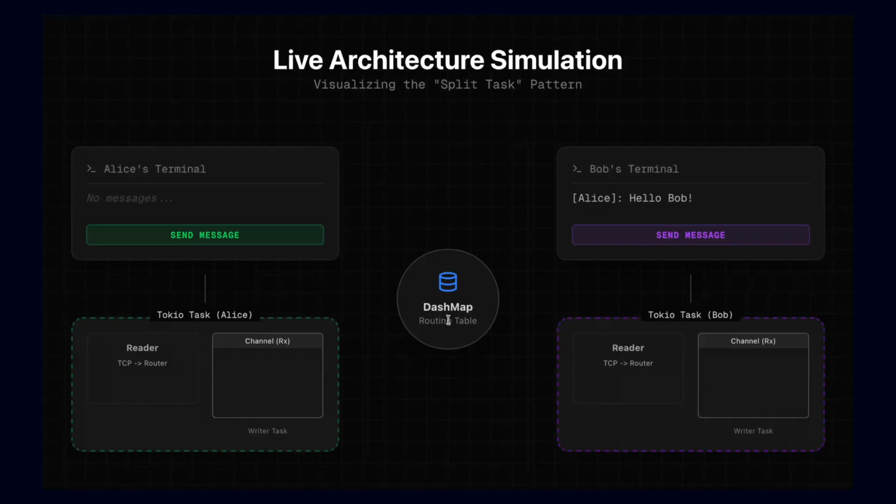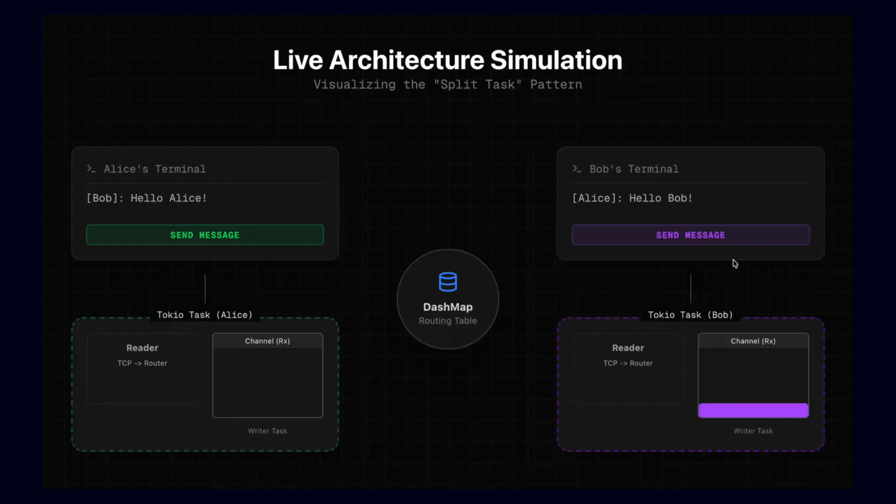We will check the DashMap entry if the receiver is present or not. If receiver is present, we will push that message to their mailbox, and from their mailbox the writer task will take the message and push it to the client. If I click the send message from the other client side, receiver will receive it. We will check the DashMap, push it to the other's mailbox.